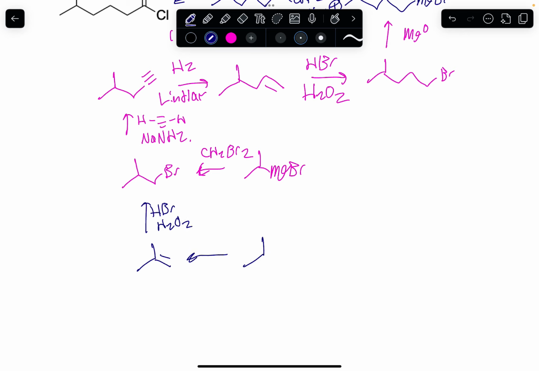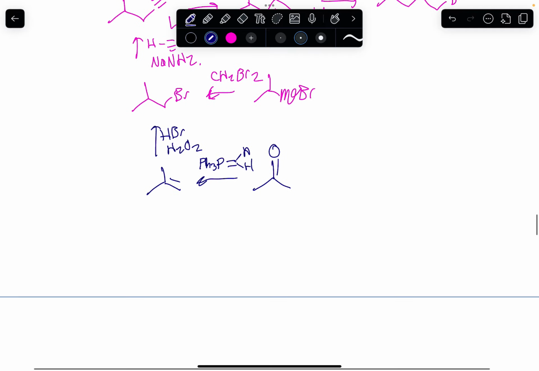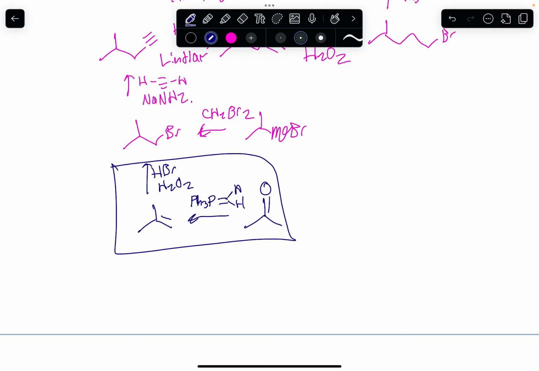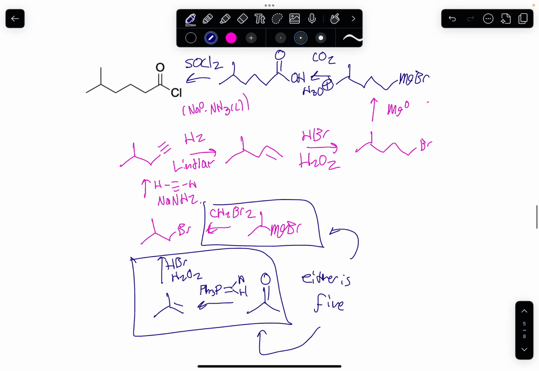How do you make this? You can take a carbonyl and then do a Wittig reaction to make that. So either of these ways would work to make that. Either is fine. Once again, there are just so many ways to make these products at this point. We have like 50 reactions.